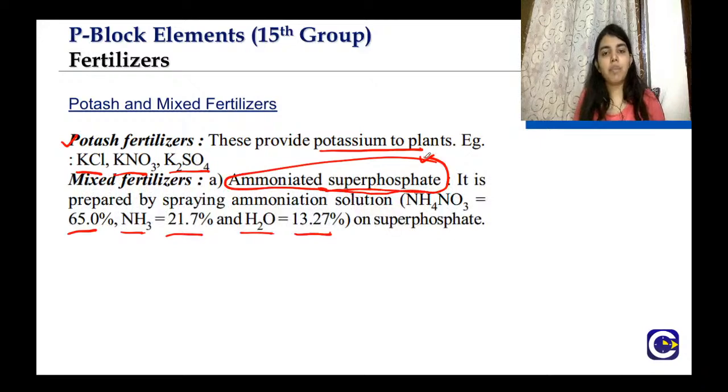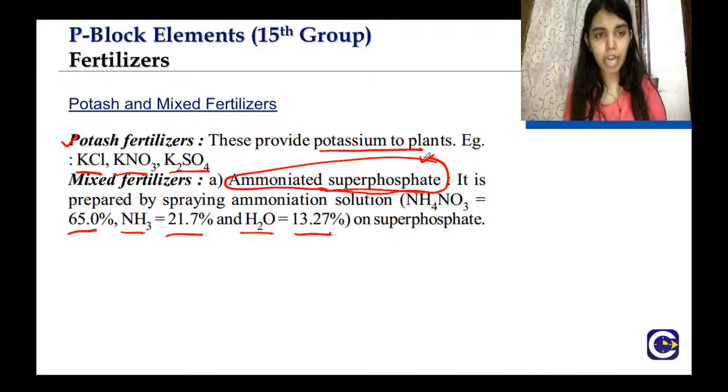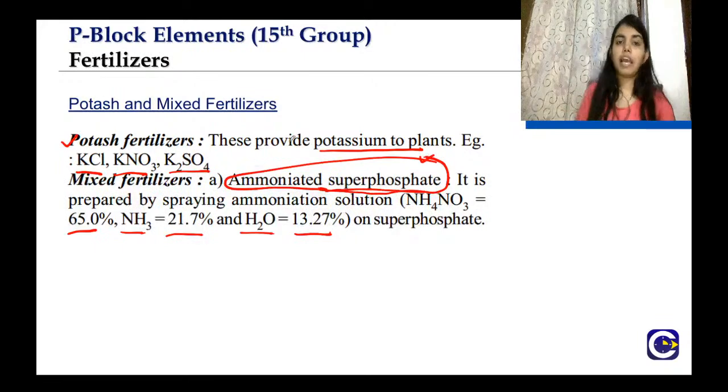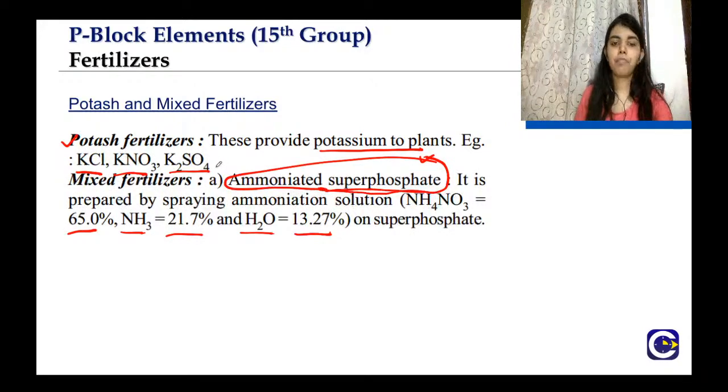Potash fertilizers impart potassium to the plants. Nitrogen fertilizers impart nitrogen to the plants. Mixed fertilizers are mixed compounds that can be supplied to the plants.